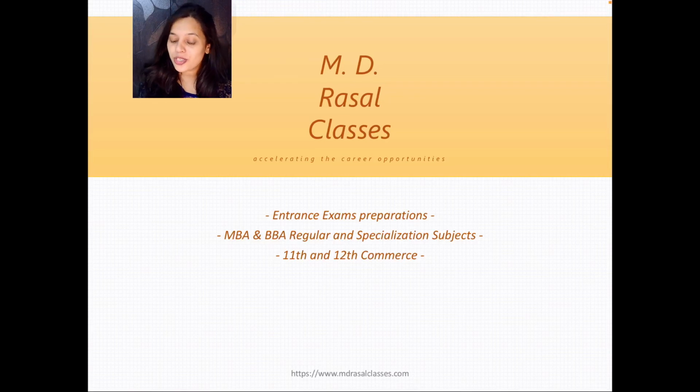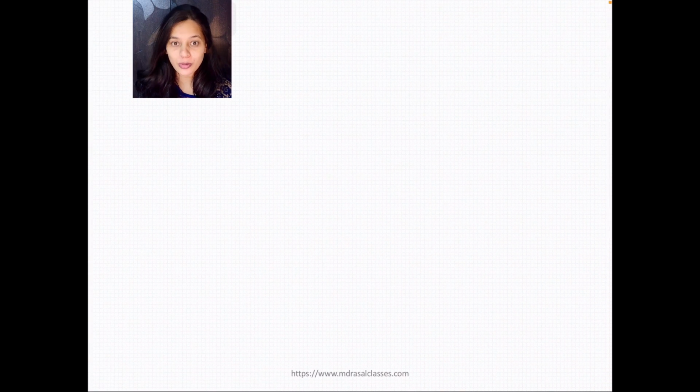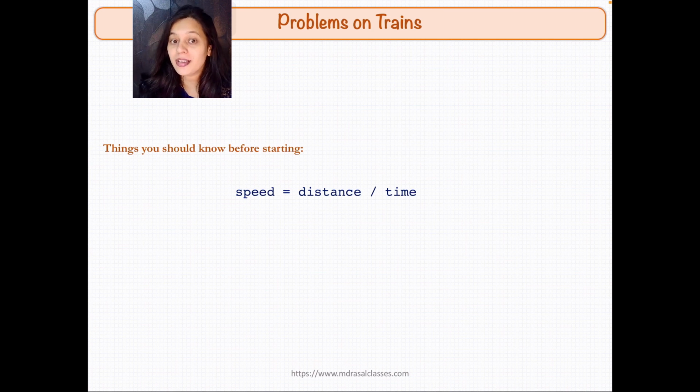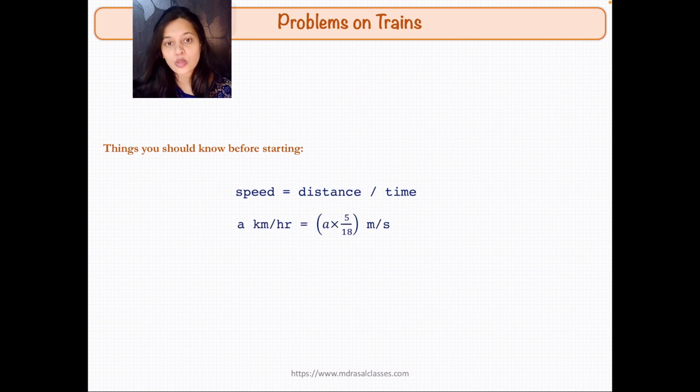In today's session, we are going to learn problems on trains. To solve the problems on trains, we have to remember the first important formula related to speed. What is the formula of speed? Speed is equal to distance upon time. This is the main formula we have to use while solving the problems on trains. So this is the basic thing. Please note down that we have to use the speed formula while solving the problems on trains.